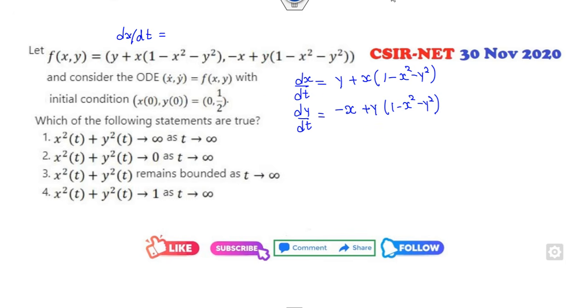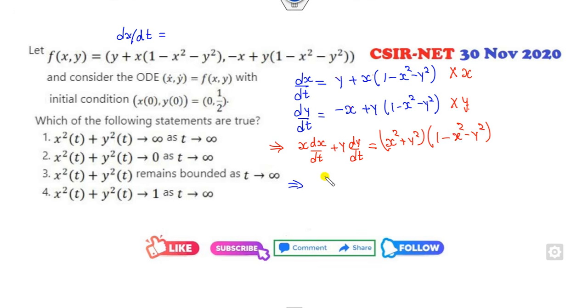Fine. So what I can do is multiply this by x, this by y and add them. So the first term will be x dx over dt plus y dy over dt, the xy terms will be cancelled out, leaving x squared plus y squared, which is common, and this is my expression here. Now that's over. I can write this equation as x dx plus y dy over dt.